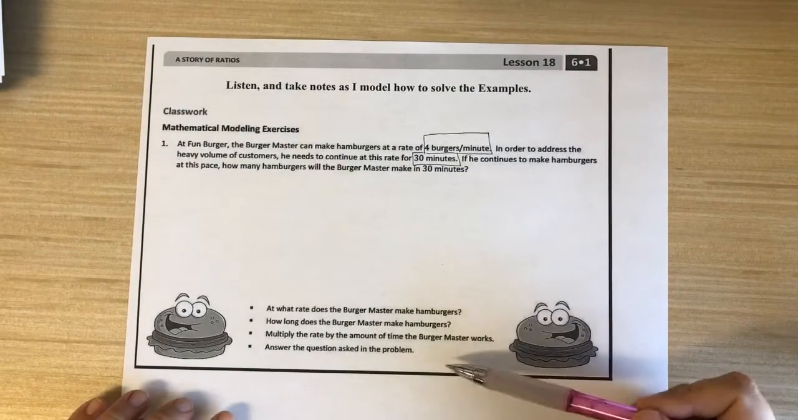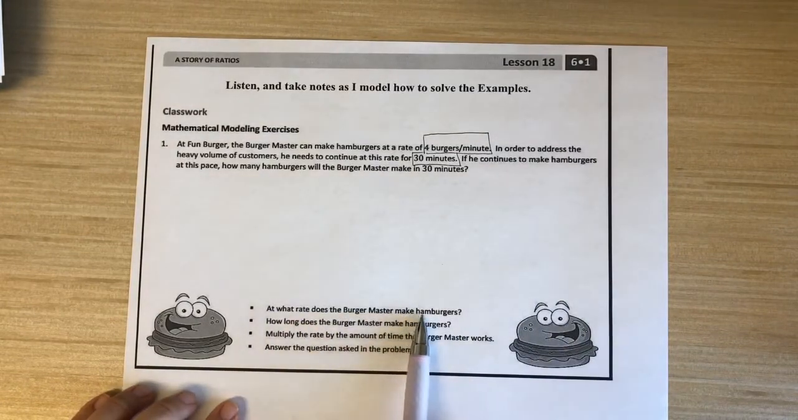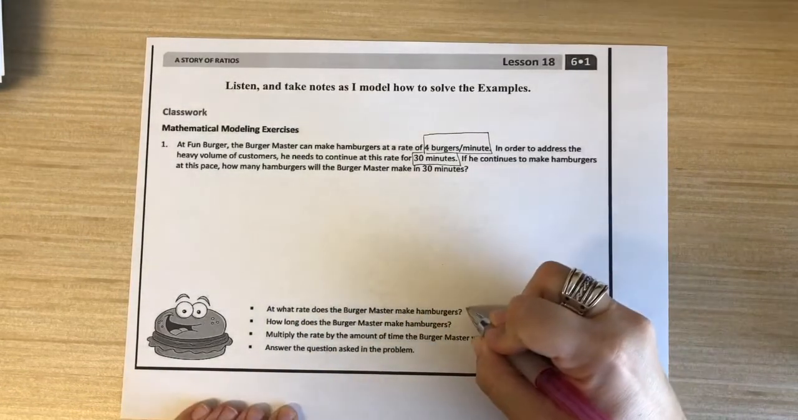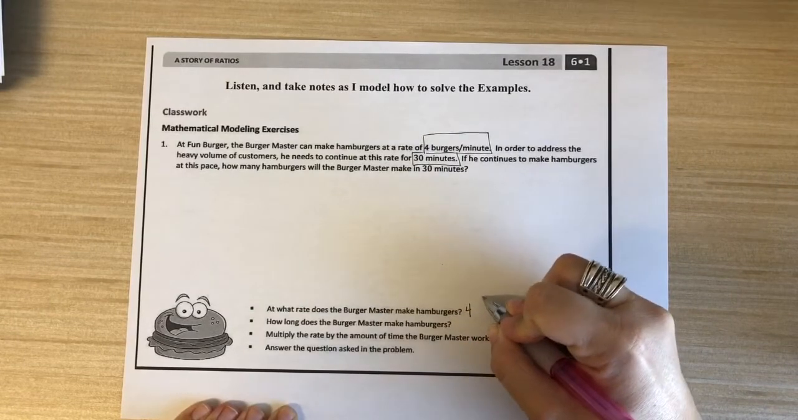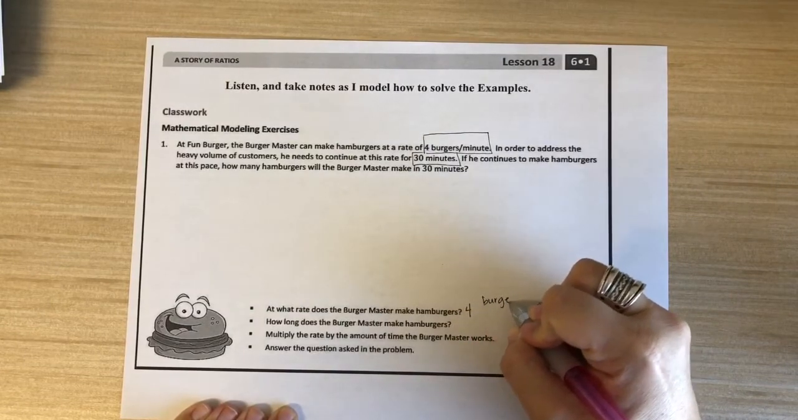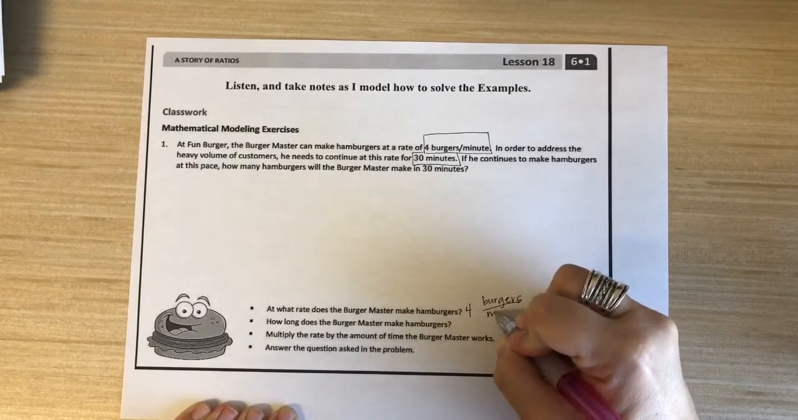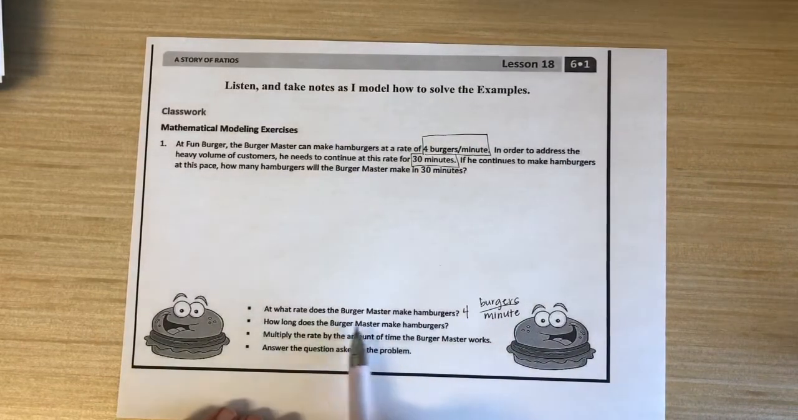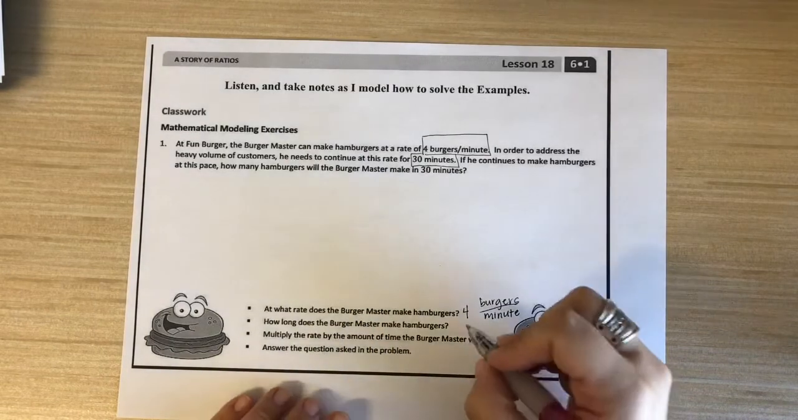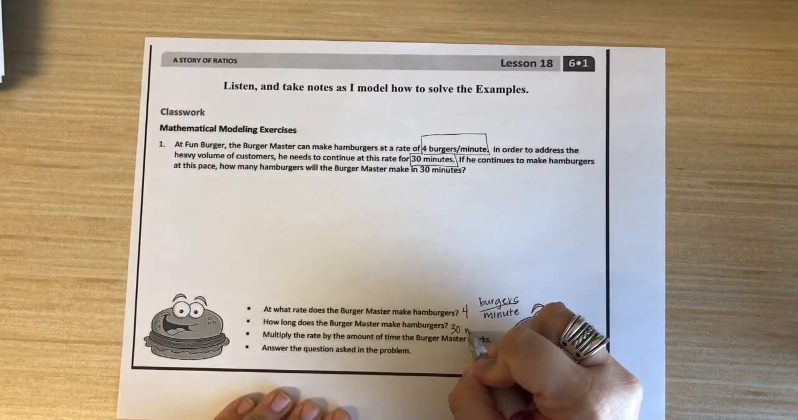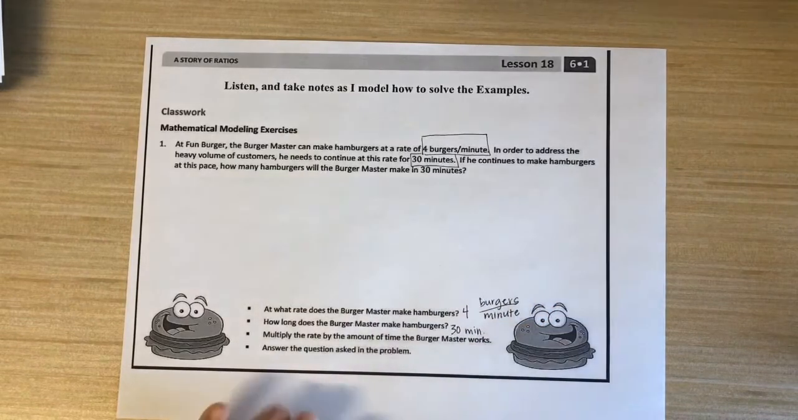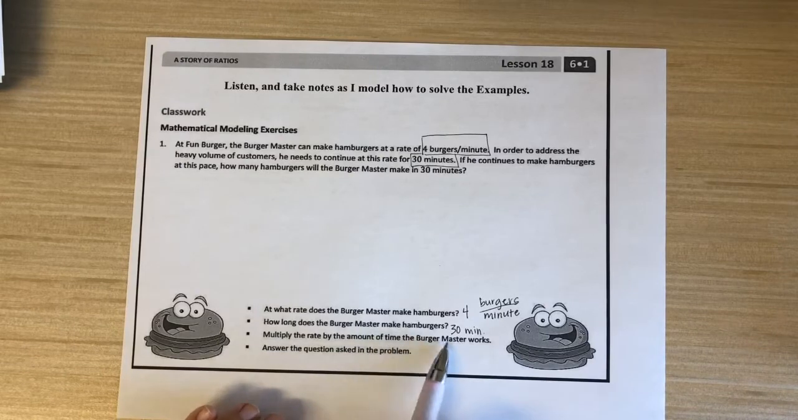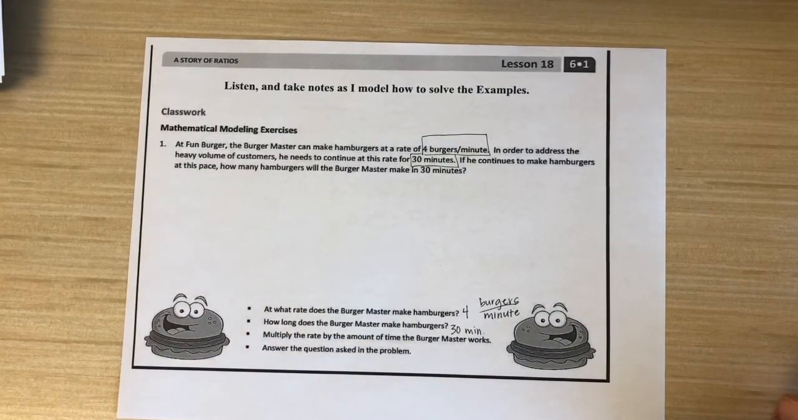There are some prompting questions down here. At what rate does the burger master make hamburgers? We know the rate is 4 burgers a minute. How long does the burger master make hamburgers? 30 minutes. Multiply the rate by the amount of time the burger master works. Answer the question asked in the problem.